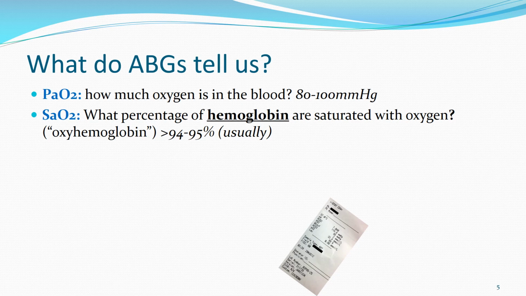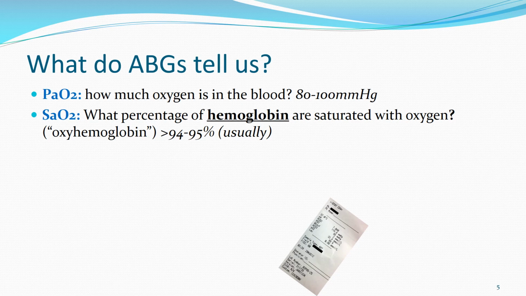Now, don't get this confused with SaO2, which is measured in percentages. Note that SaO2 is actually looking at the hemoglobin, and we're really asking, what percentage of all of these hemoglobin floating around in the bloodstream are saturated with oxygen? Now, we'd like most of them to be saturated because that's their job. They're supposed to carry oxygen. So that's why we often look for an SaO2 of over 95%. And sometimes this varies depending on our patient's comorbidities, though, just FYI.